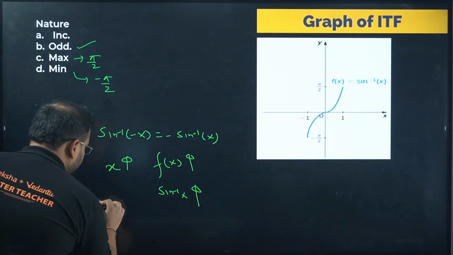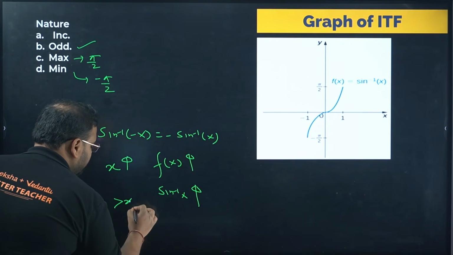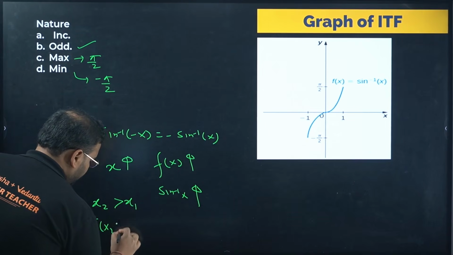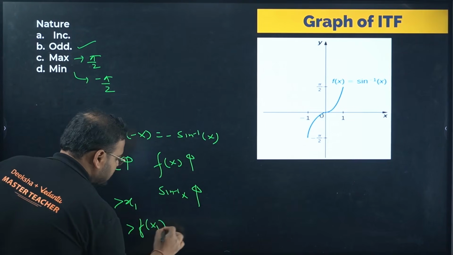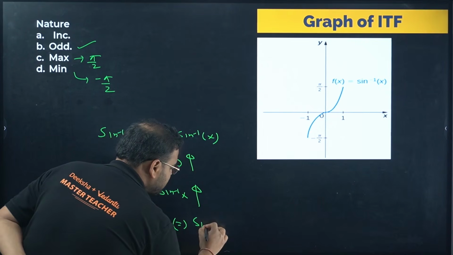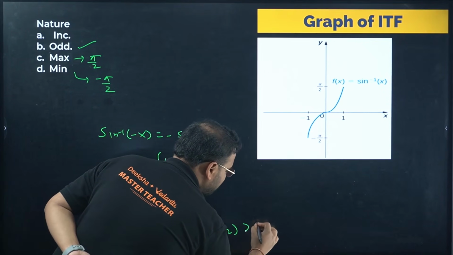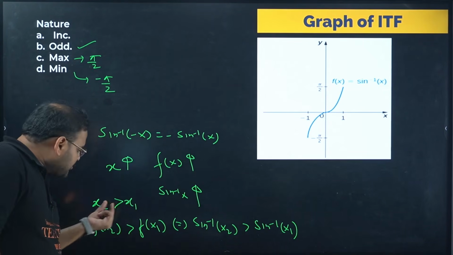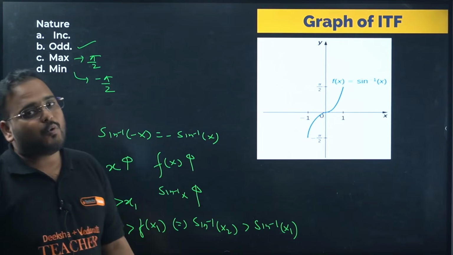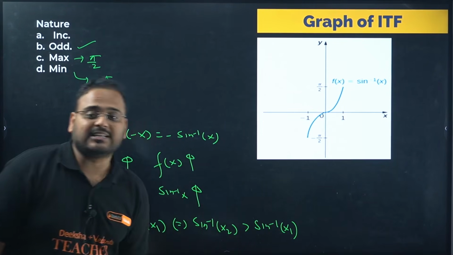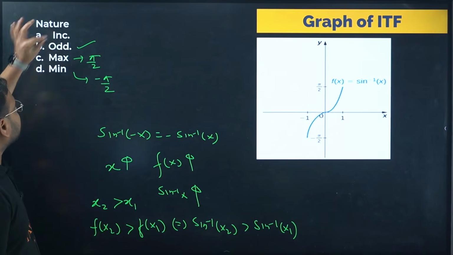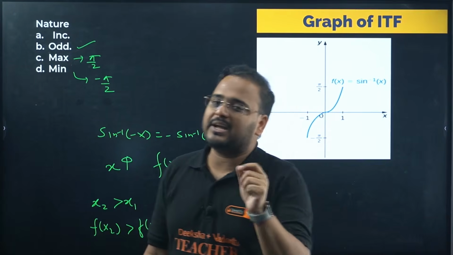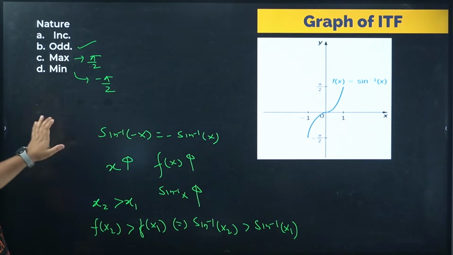Basically what it means is, if I have x2 value more than x1, then f of x2 will be more than f of x1, which implies sine inverse of x2 will be more than sine inverse of x1. This is the meaning of increasing function. So the nature is very clear: increasing in nature, odd function, maximum value is pi by 2, minimum value is minus pi by 2. I think the first graph is clear to all of you.